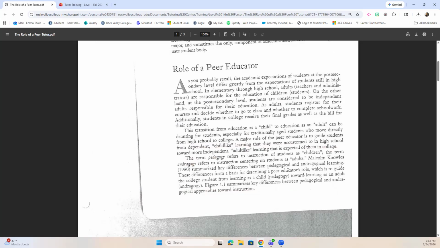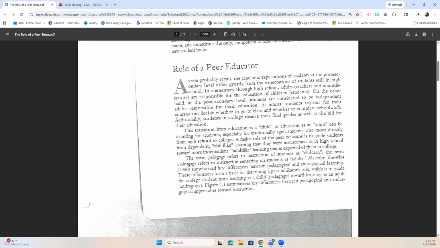Role of a peer educator. As you probably recall, the academic expectations of students at the post-secondary level differ greatly from the expectations of students still in high school. In elementary through high school, adults, teachers, and administrators are responsible for the education of children. On the other hand, at the post-secondary level, students are considered to be independent adults responsible for their education. As adults, students register for their courses and decide whether to go to class and whether to complete schoolwork. Additionally, students in college receive their final grades as well as the bill for their education.